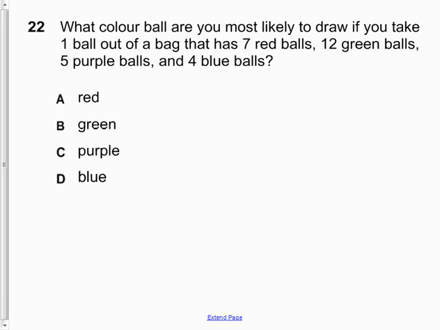Question 22 says, what color ball are you most likely to draw if you take one ball out of a bag that has 7 red balls, 12 green balls, 5 blue balls? This is the easiest question ever. 5 purple balls and 4 blue balls. Obviously, the most likely color to draw out is B. And if you got that one wrong, you really need to think about probability a little bit more.